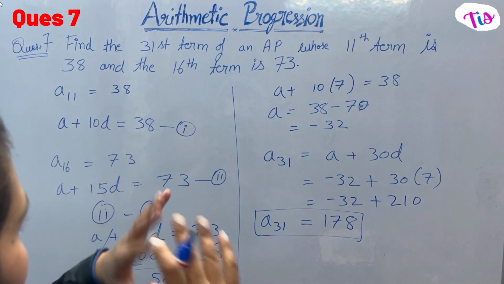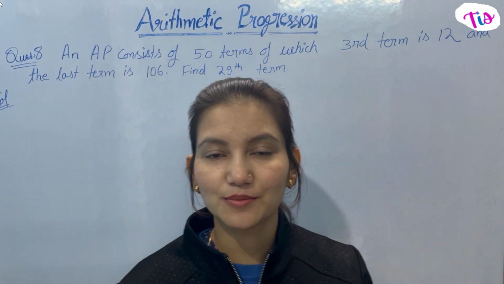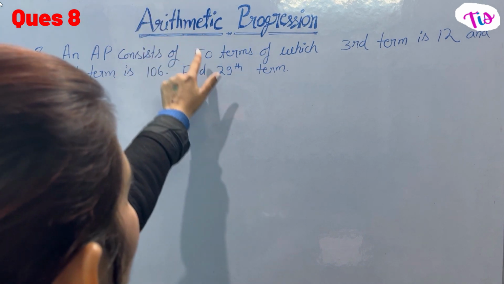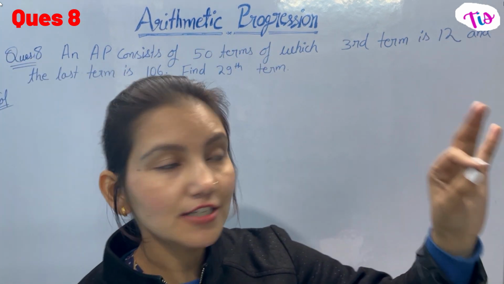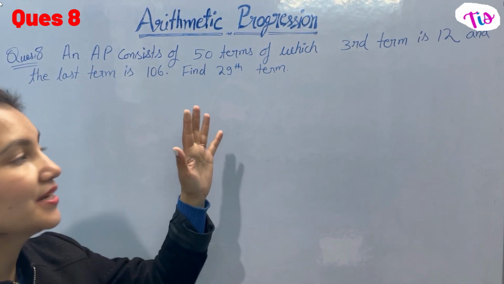Cool. Now we are done with question number 7. Let's move to question number 8. Here is question number 8. Let's solve it. An AP consists of 50 terms, of which the third term is 12 and the last term is 106. Find the 29th term.